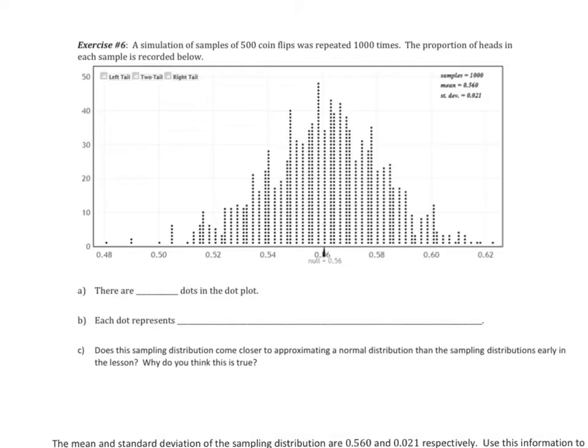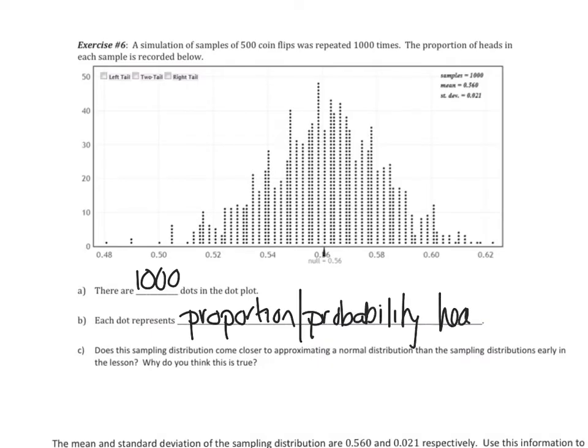All right, a simulation of 500 coin flips was repeated 1,000 times. The proportion of heads in each sample is recorded. So again, this represents the number of heads gotten when I flipped a coin 500 times, and I did this 1,000 times. So how many dots are there in this dot plot? Well, I repeated this process 1,000 times, so I would say there are 1,000 dots in this dot plot. Each dot represents the proportion, or probability, that a heads came up.